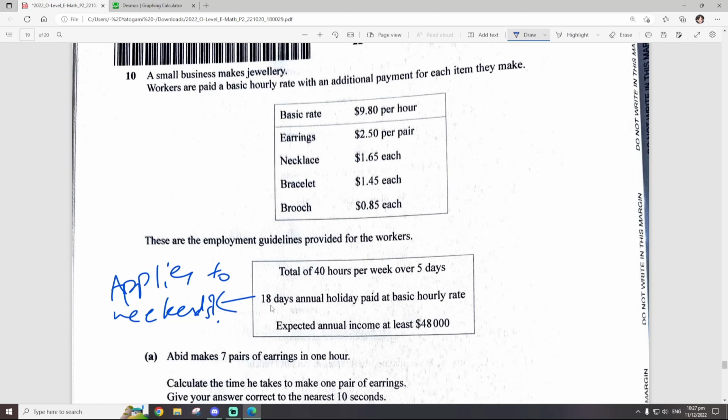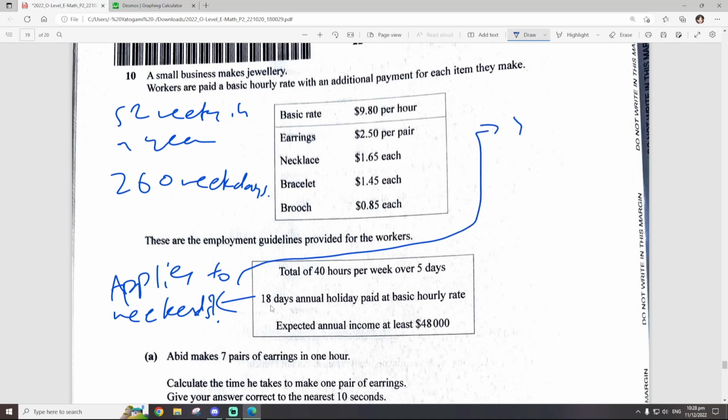But if it does in fact apply to weekends, then you can actually get paid for those, plus the 260 days of the weekdays they actually do work. How come 260? Because there are 52 weeks in a year, and therefore 260 weekdays. Okay? So you will get a different answer depending on whether you choose yes or no. So let me calculate the amount that they would earn.